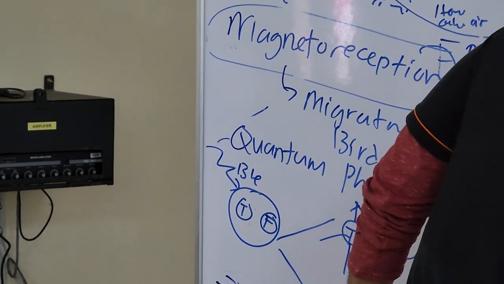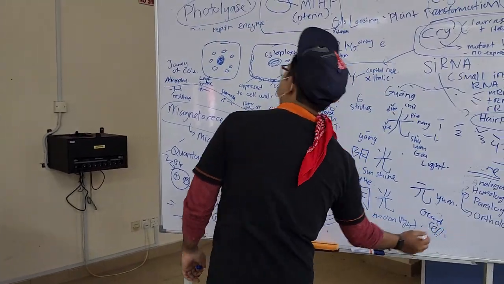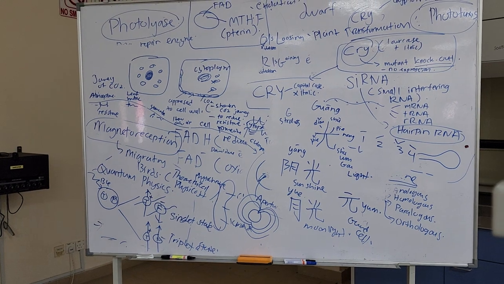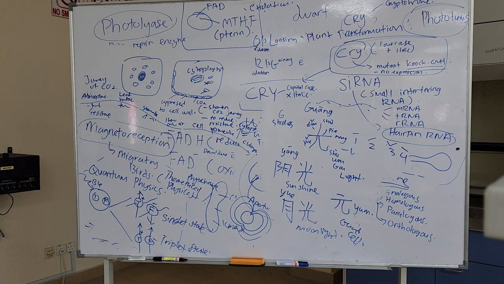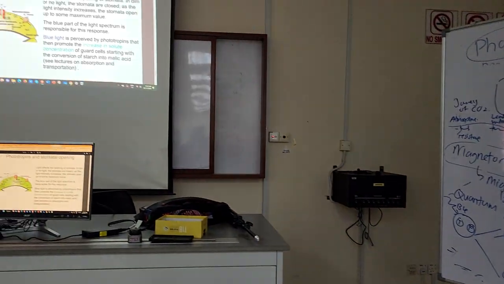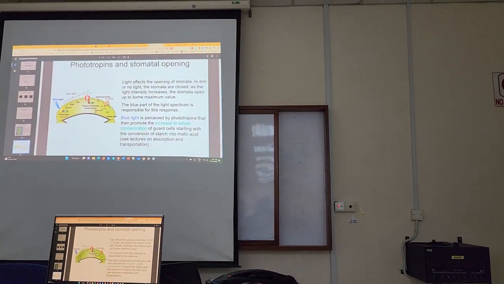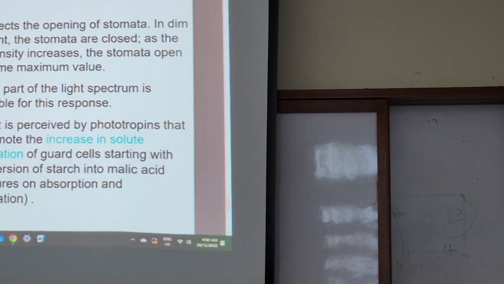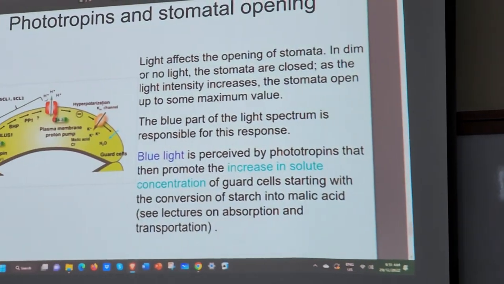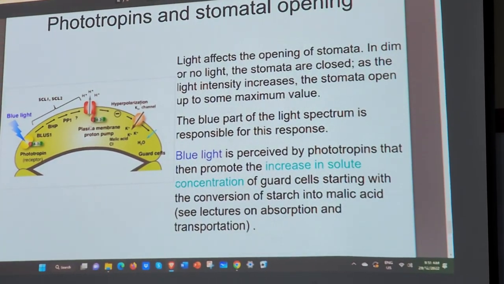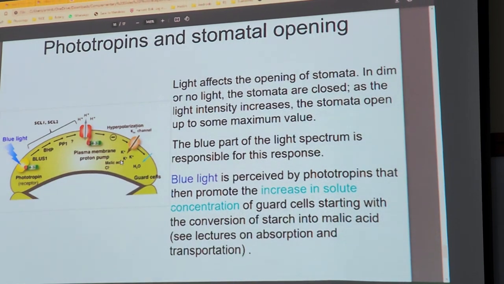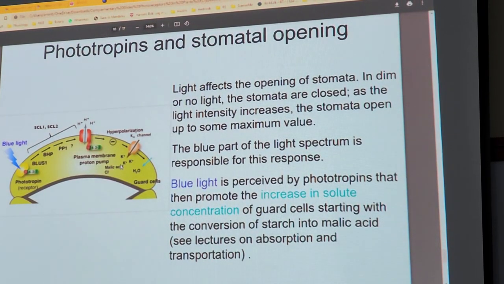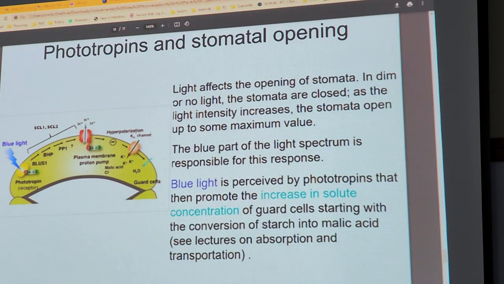The guard cell. The guard cell is equipped with phototropin. It will perceive the blue light, and then a cascade of reactions will happen and trigger the plasma membrane proton pump, the hydrogen pump. This will cause the guard cell to swell.